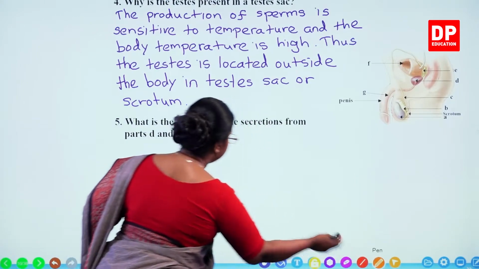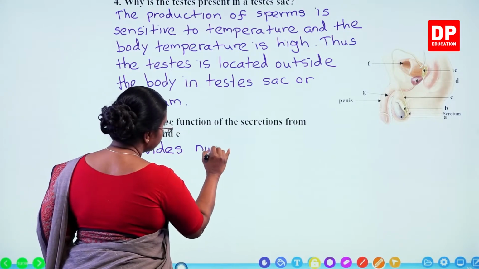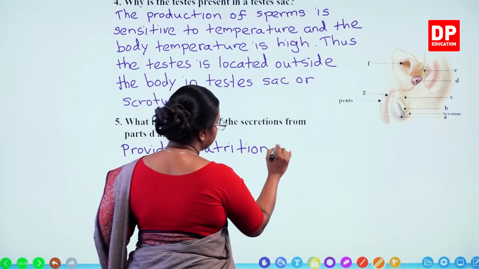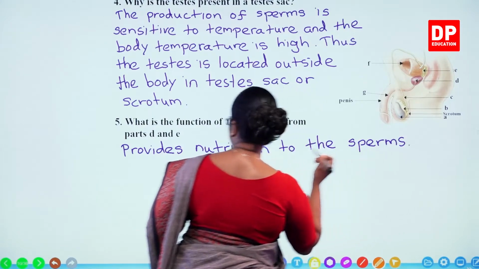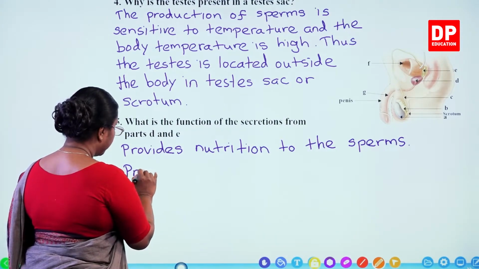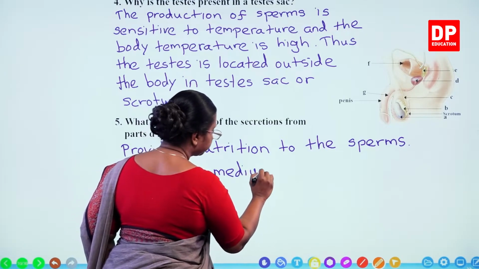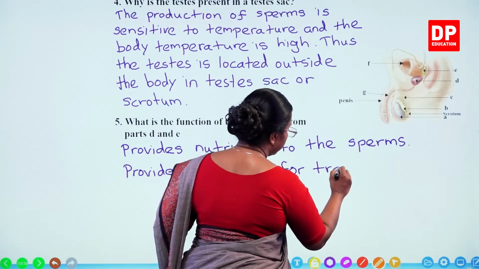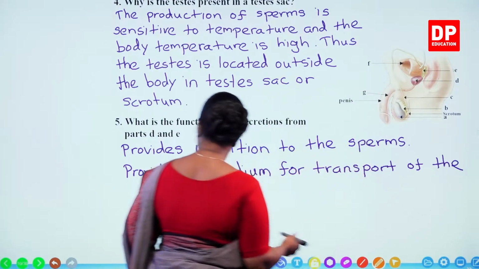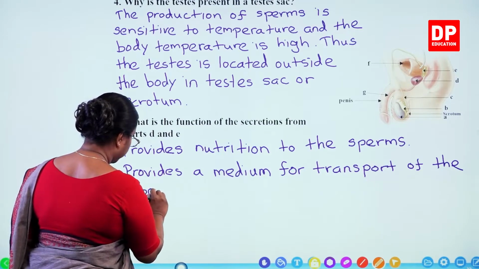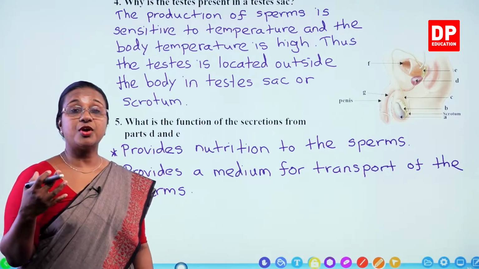So here we can say provides nutrition to the sperms and also provides a medium for transport of the sperms. So those are the functions of the seminal fluid or the secretions from the three glands.